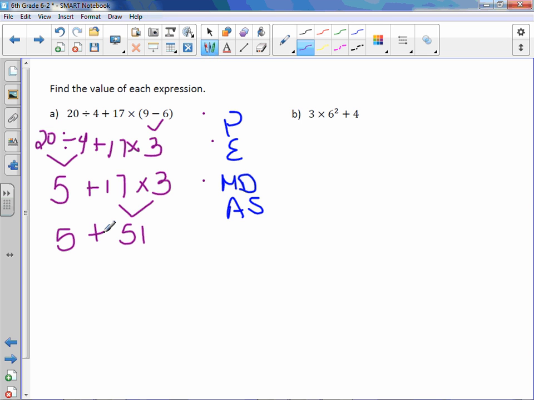I have no more multiplication and division, but I do have an addition expression. So 5 plus 51 is 56.